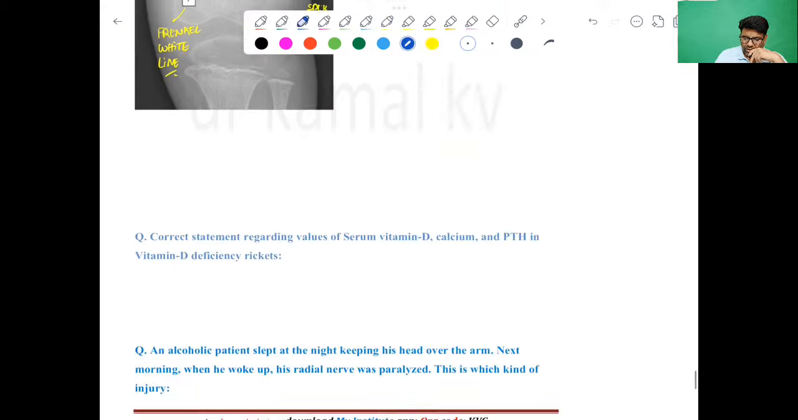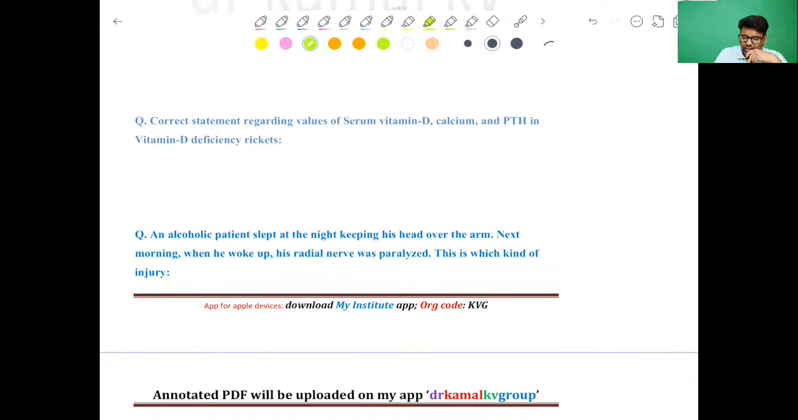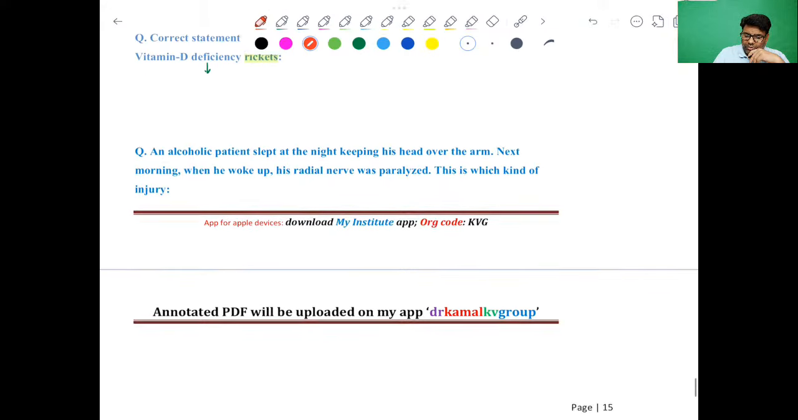gum bleeding. Then moving forward, in vitamin D deficiency rickets, what values will you see? Yes, since it is vitamin D deficiency, there will be low vitamin D. This will lead to low serum calcium, and there will be a high parathormone. So this is the equation which we see in vitamin D deficiency rickets: low serum vitamin D, low serum calcium, and high parathormone. Clear? Next question.